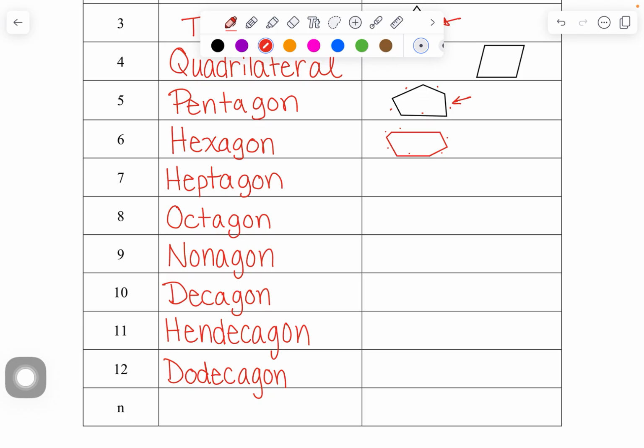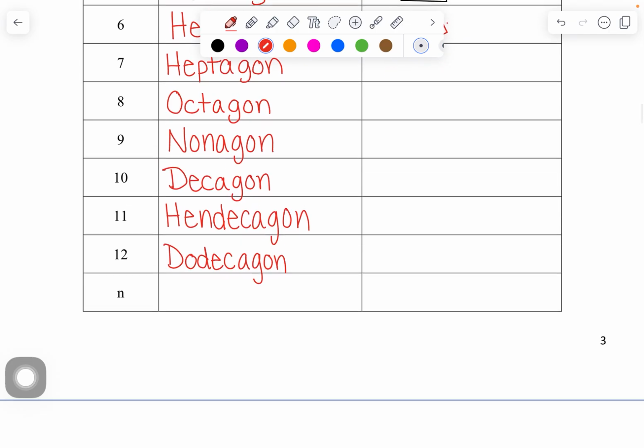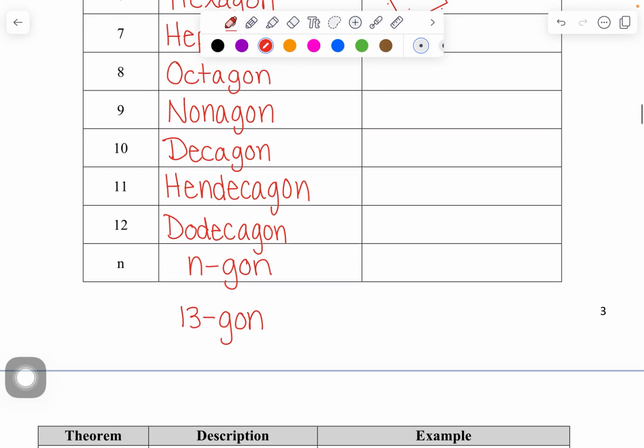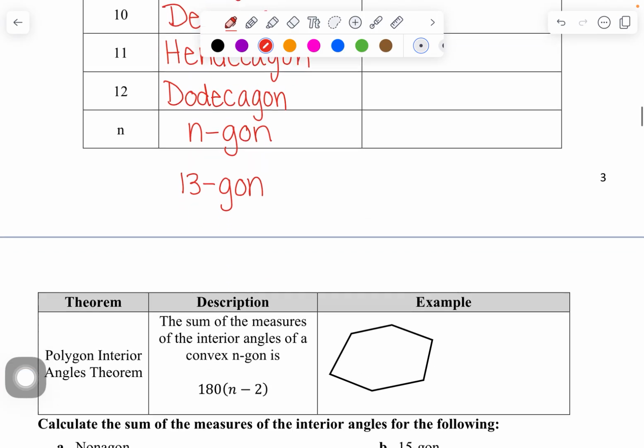But if it has more than 12 sides, we actually just call it an n-gon, where n is the number of sides. So if it had 13 sides, we would call it a 13-gon. And we'd literally write the number 13 dash gon. Now, unlike all of these other ones, it is impossible to draw an n-gon because you don't know how many sides it has. Can we draw a 13-gon? Yeah, sure. We know it's got 13 sides. But if it's called an n-gon, you're not able to make a picture of it.